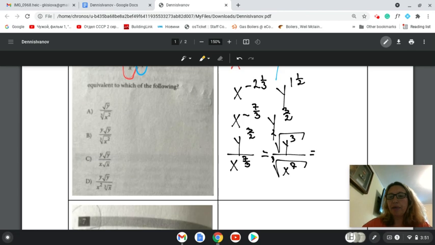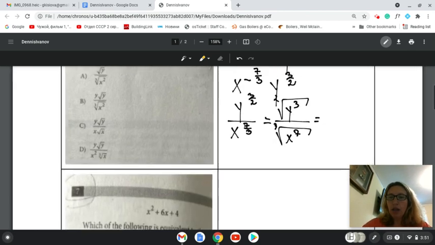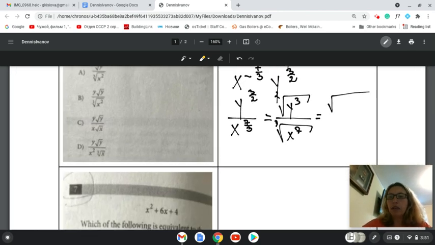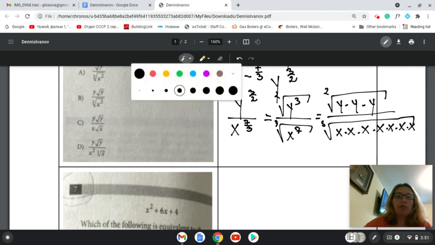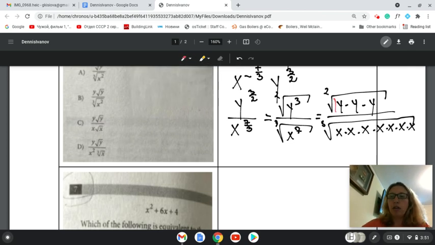How am I going to simplify that? Well, the numerator is y times y times y, right? And the denominator will have cubic root, and I'll have 7 x's. Remember how we convert? That means one of the y's will come out.